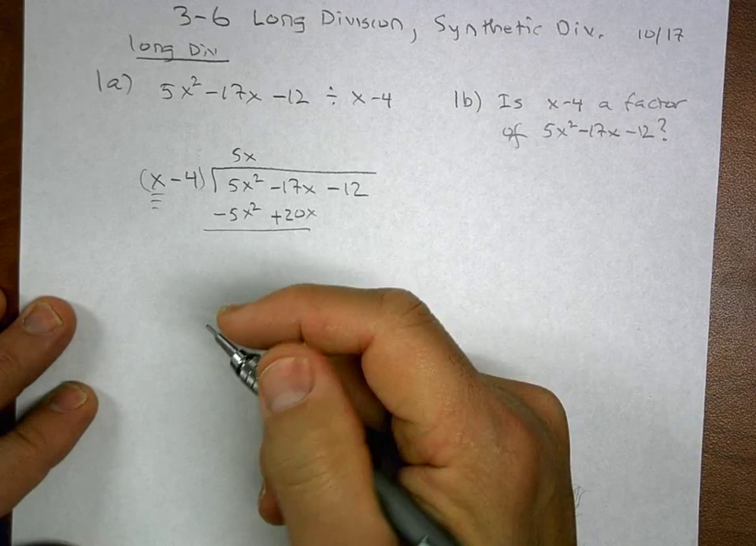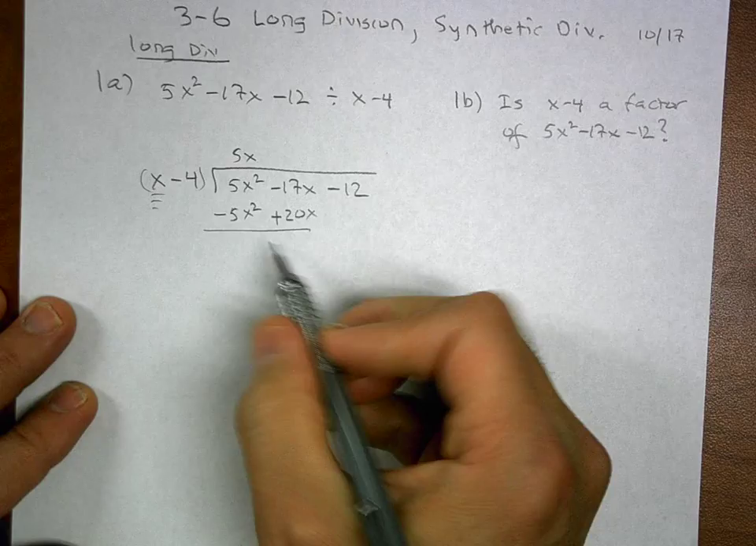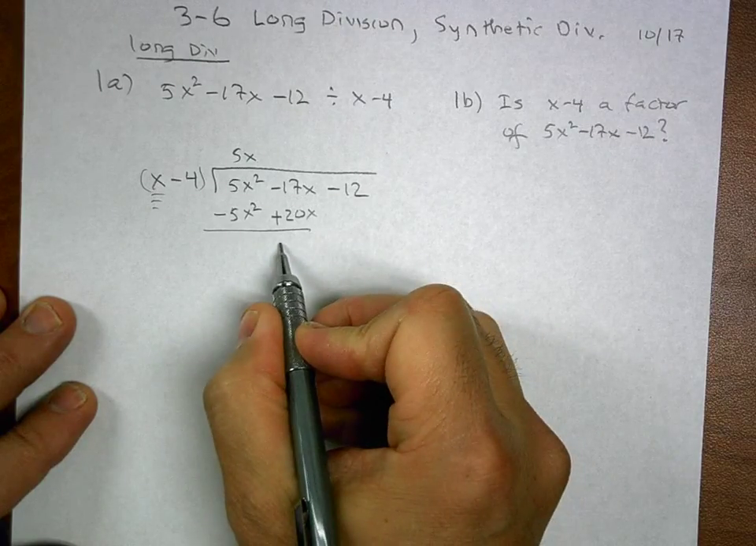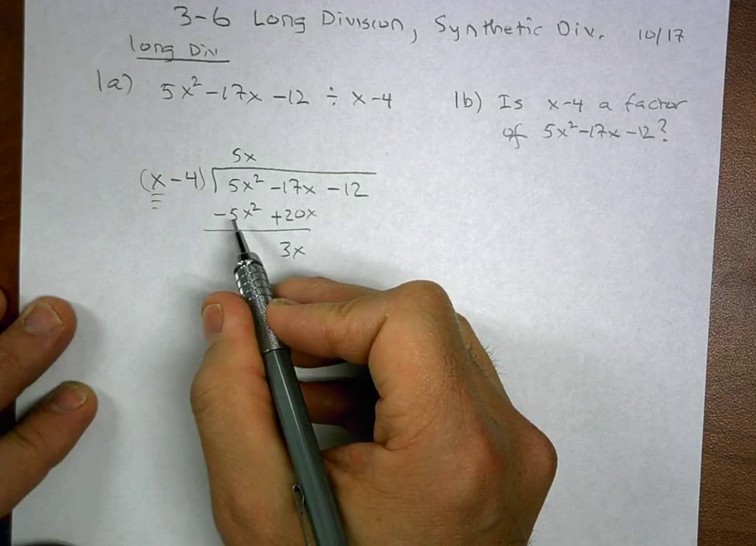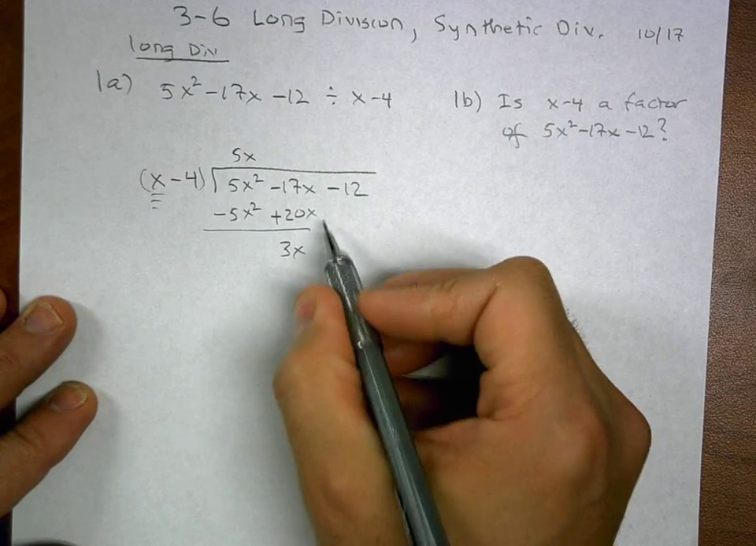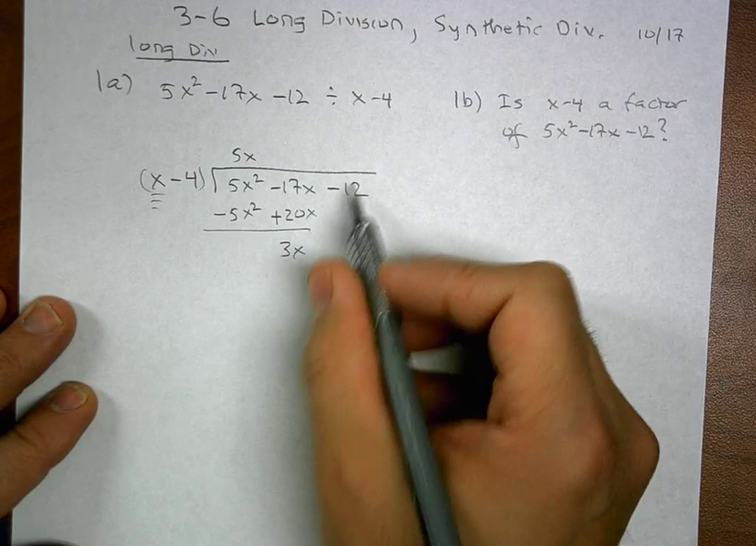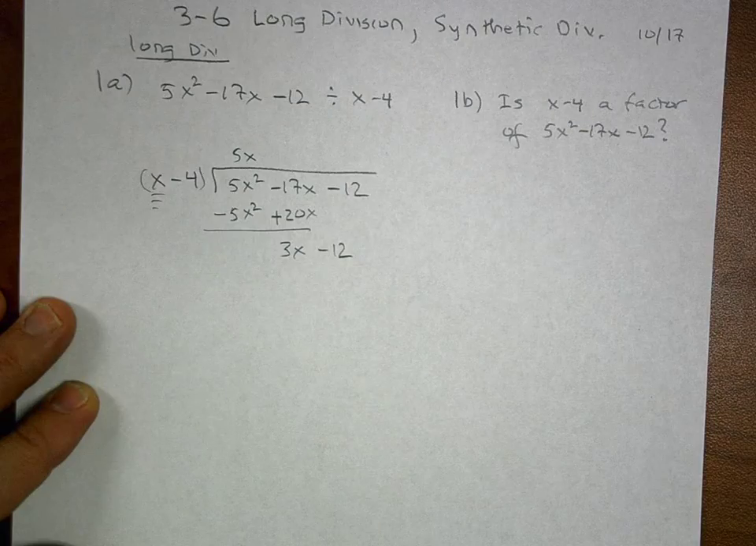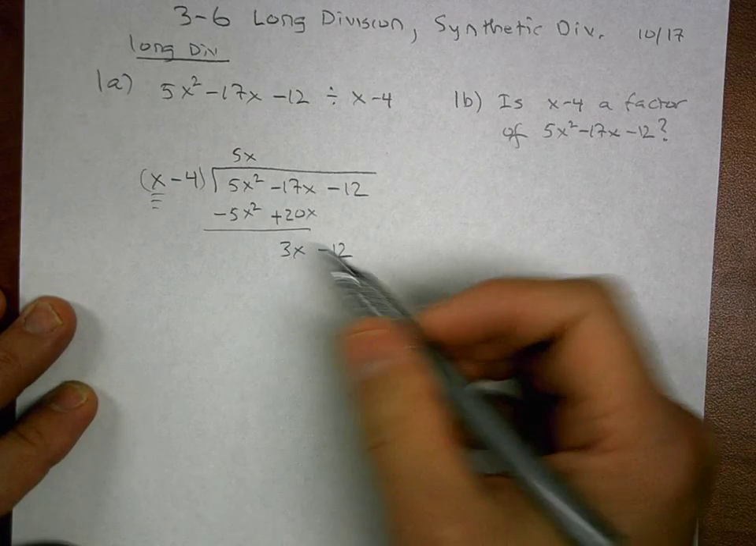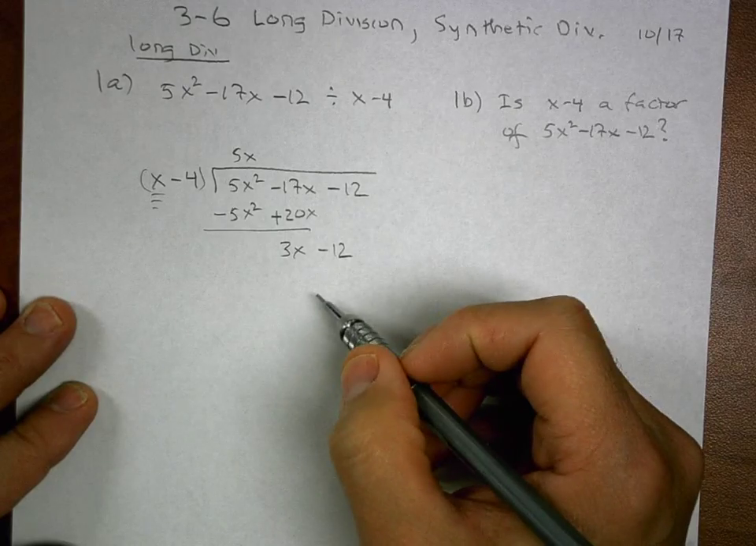And then now we add. Okay, so what do we have? 3x, and that's 0. This will always be 0 there. That's kind of what we do to divide. And then we do what? Bring it down. Okay, so bring this minus 12 down. And then we do the same process until we have a remainder or nothing left.